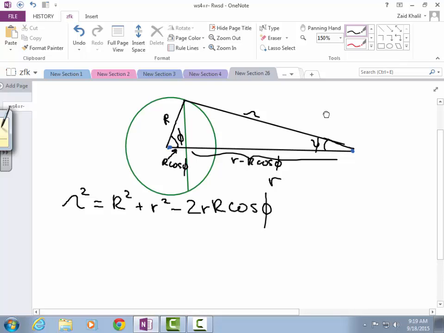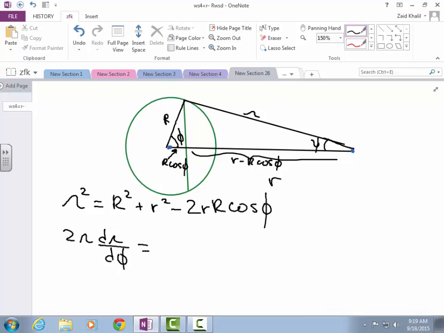Now we need to figure out how script R changes with phi. So how do we do that? We have to differentiate. So let's differentiate this. What do you get? It's 2 script R times d script R d phi is equal to 2R. Those are constants, because we're only looking at how this changes with respect to phi.